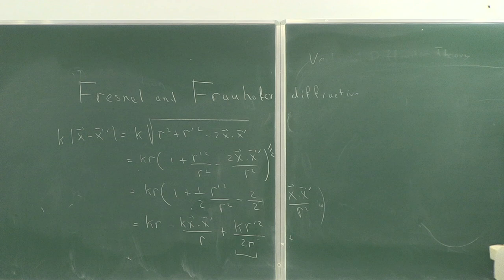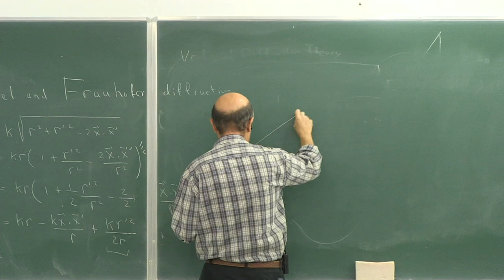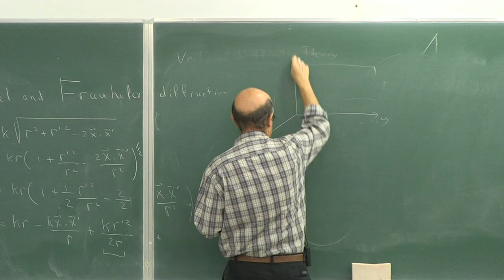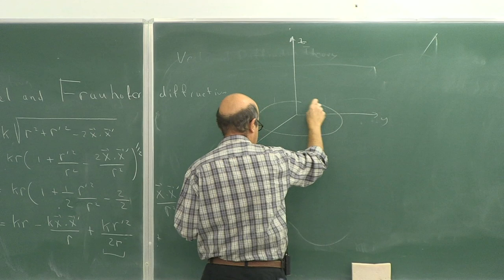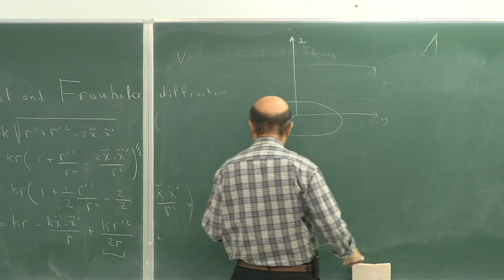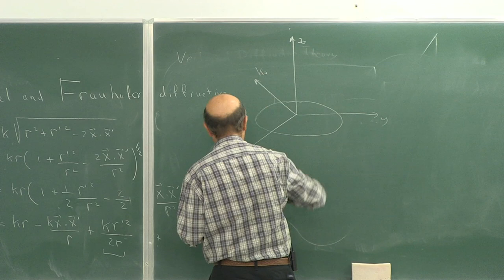So the geometry will be the following. We have X, Y and Z, and we have the hole here. Suppose that the incoming wave has a wave number k0. This is lying on the XZ plane.